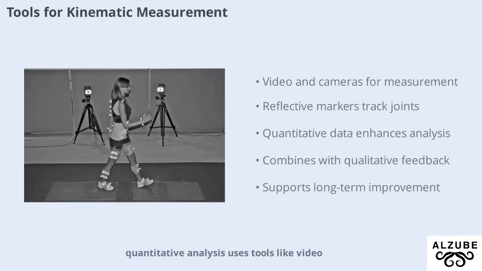Quantitative analysis uses tools like video and high-speed cameras to measure kinematic quantities. Reflective markers placed on joints can be tracked to provide precise data on movement patterns. These technologies allow for detailed measurement of angles, speeds, and trajectories, offering insights that go beyond what the eye can see.